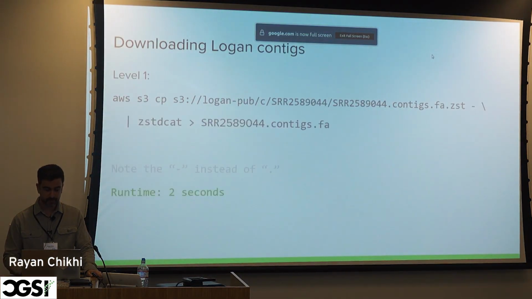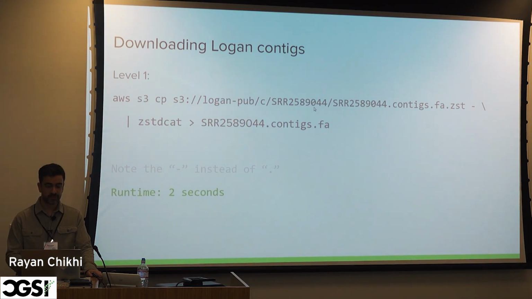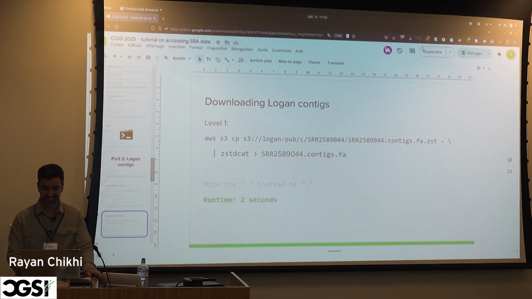A slightly more efficient way is, instead of downloading to the folder and then decompressing, you can download to stdout and then decompress on the fly by piping to zstdcat, and then you get a FASTA file directly. Note the dash instead of the dot. About the same runtime, slightly faster even for some reason, because you don't write to disk. Well, you do write to disk actually. I don't know why it's faster. Anyway, was it 3 seconds? Yeah, it was 3 seconds. Randomness.